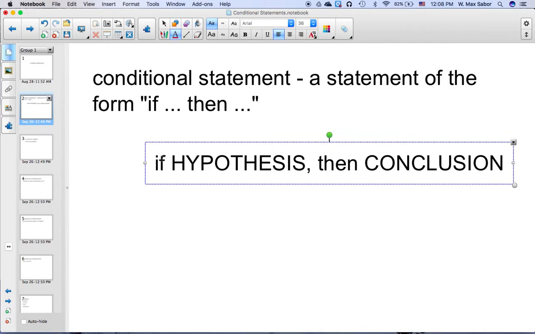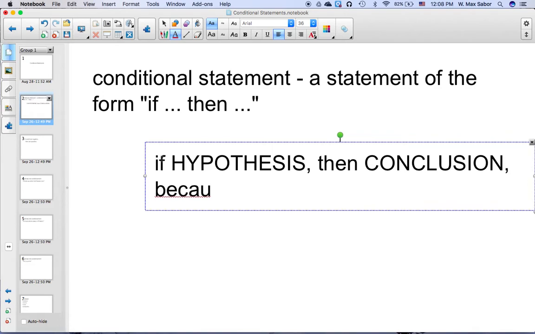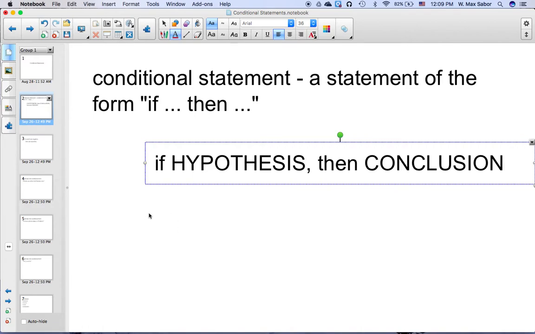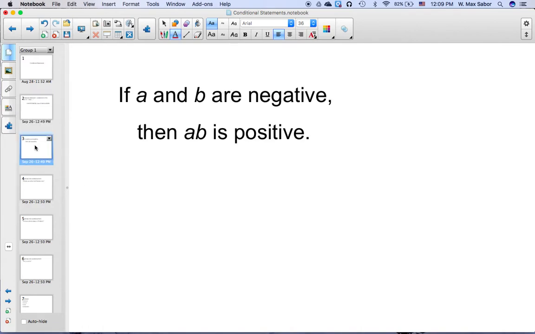And occasionally we'll extend this to a justified conditional statement. So if something happens, then something else happens because, and we have a reason. But for the most part, we're going to be focusing on the conditional statement without the reason for today.